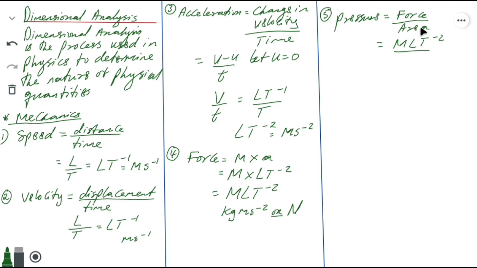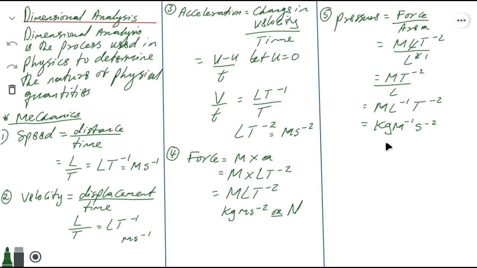Now, we've already found the dimension of force, which is MLT^-2, over the dimension of area, which is L squared, because we have length times breadth. Length and breadth are also talking about distance, which is expressed as L in fundamental expression. So we can reduce this: L cancels out L here. We have one L left. So this will be re-expressed as MT^-2 over L. And we can re-express this as ML^-1 T^-2. From this expression, we can have kilogram per meter per second squared.